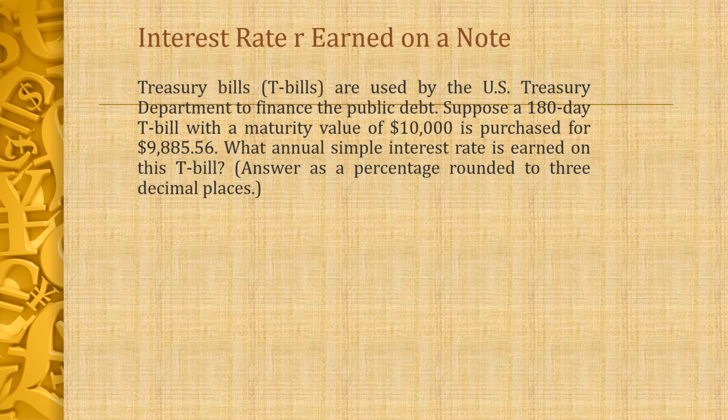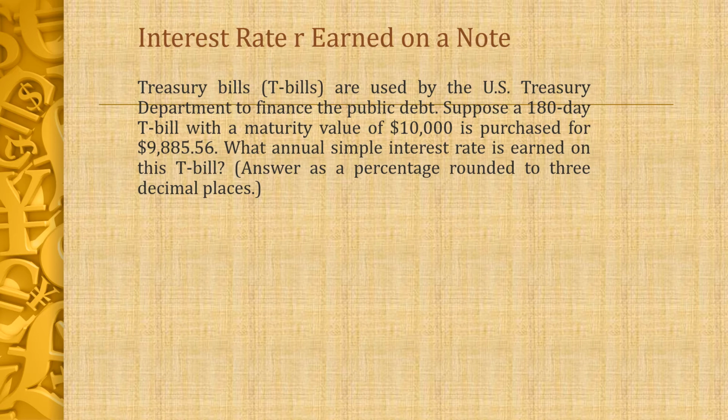The interest rate R earned on a note. The treasury bill, usually denoted as T-bill, is used by the Treasury Department to finance the public departments. Suppose a 180-day T-bill with a maturity value of 10,000 is purchased for $9,885.56. What annual simple interest rate is earned on this T-bill?